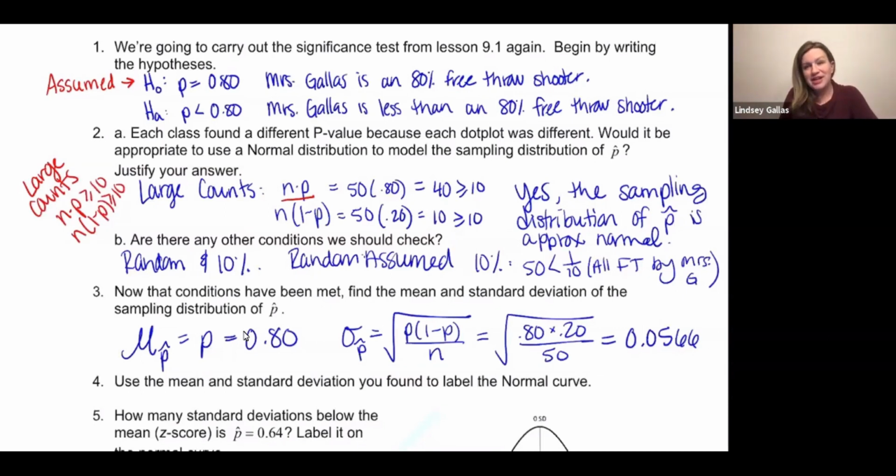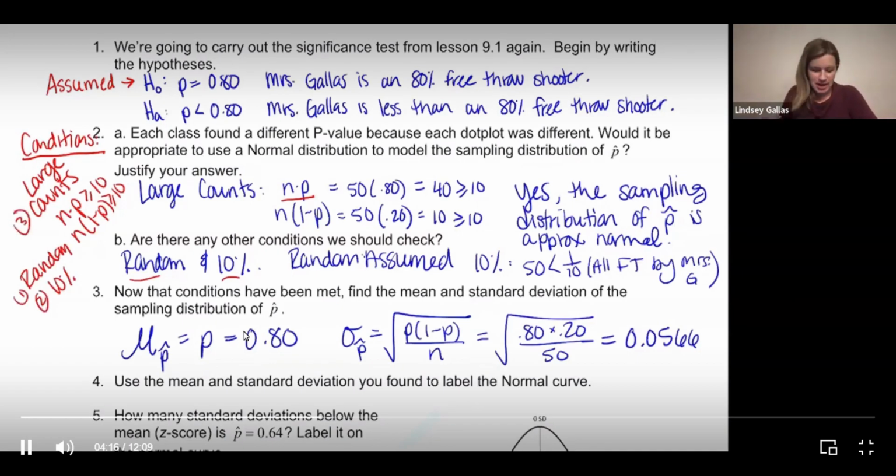In part B, we're asked if there are any other conditions we should check, and this is reminding us of confidence intervals, where we also have to check the random and the 10% conditions. For random, in this case, we're just going to assume that it's random, that I went to shoot those 50 free throws. And for the 10% condition, 50 is less than 1/10 of all free throws shot by me ever. So by number 2, I'm going to write that these are our conditions, and they're the same as they were for confidence intervals. We're checking large counts, the random condition, and the 10% condition. So we've got those 3 conditions again.